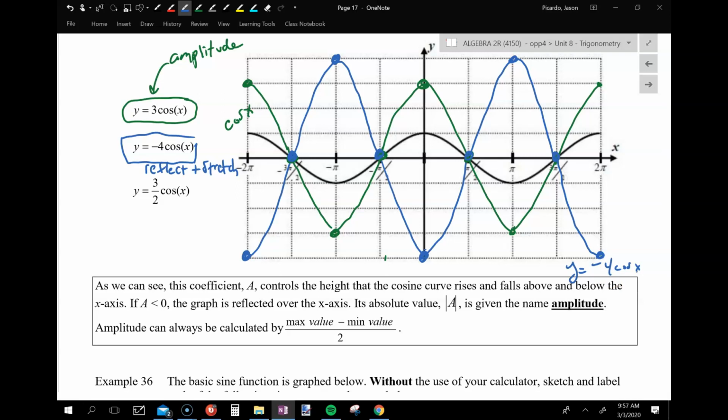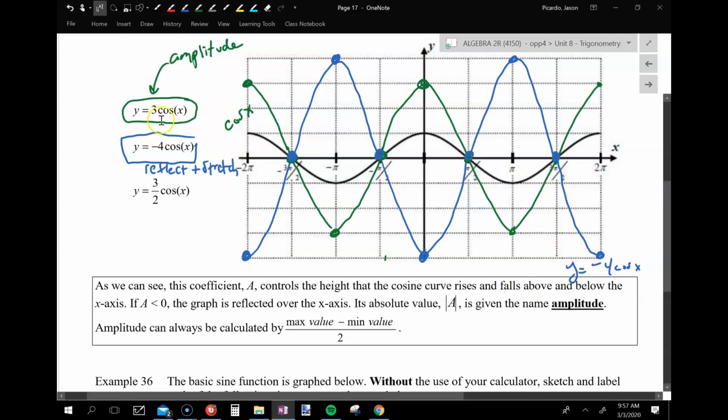Really important question. This green cosine curve, what's the amplitude? 3. What's the height of the curve? 1, 2, 3, 4, 5, 6. The green curve has a height of 6, right? So remember, the amplitude is always half the height, right? And that's what this says right here. The amplitude is always the what? Take the max, subtract the min, divide by 2.